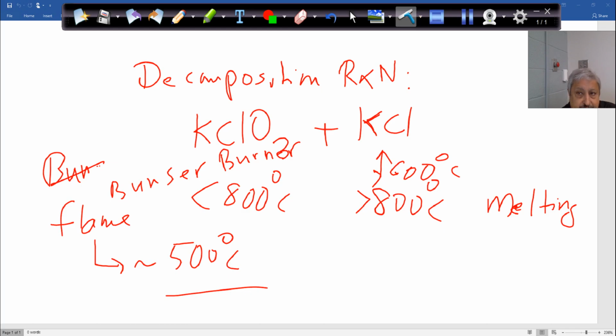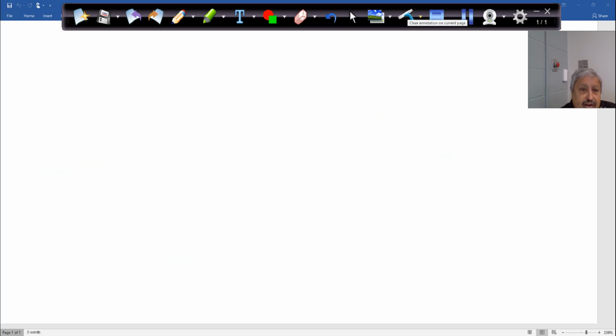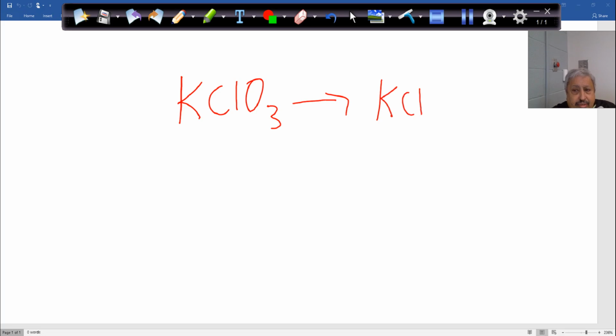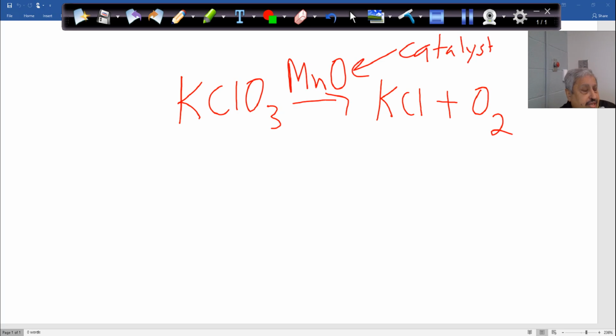So I'll take advantage of this and say, well, I have the chlorate here. I'll decompose it to potassium chloride and oxygen. This is decomposition, and the reaction is very slow, so I have to help it by adding manganese oxide. This is a catalyst. It's not part of the reaction, but it speeds up the decomposition reaction.